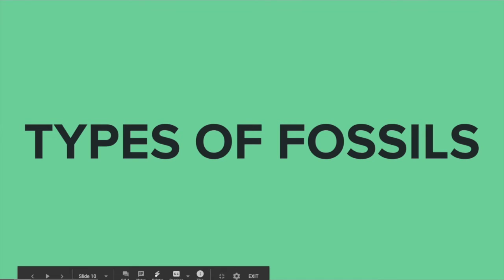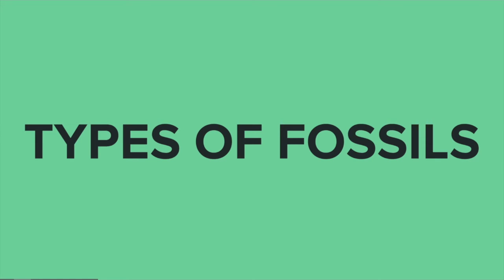We know that fossils form in sedimentary rock. We know that fossils are any remains, trace, or imprint of an animal or of a plant that is preserved in the earth's rock. But did you know there are different types of fossils? We are going to go through the 5 different types of fossils.